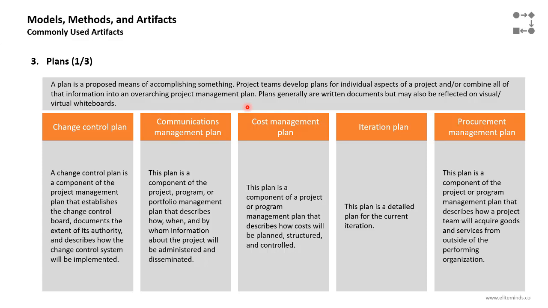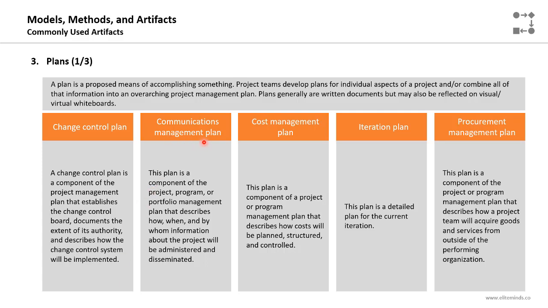Plans generally are written documents but may also be reflected on visual or virtual whiteboards. So how plans are being documented depends on the complexity of the project and the development approach being used. Starting with the change control plan, which is a component of the project management plan that describes the change control board, documents the extent of its authority, and describes how the change control system will be implemented. So in this plan, we will document how we are going to deal with the change requests in the project and what will be the authority of the change control board.